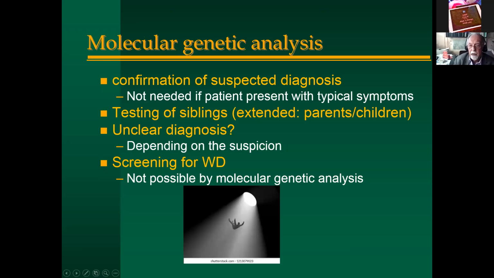Now I come to molecular genetics. One, do we need molecular genetic testing? We needed to confirm the suspected diagnosis, but it is not needed if the patient presents with typical symptoms. It's a waste of money. It's important to test the siblings and sometimes also parents and children of the index case. In unclear diagnosis, it depends on the level of your suspicion.